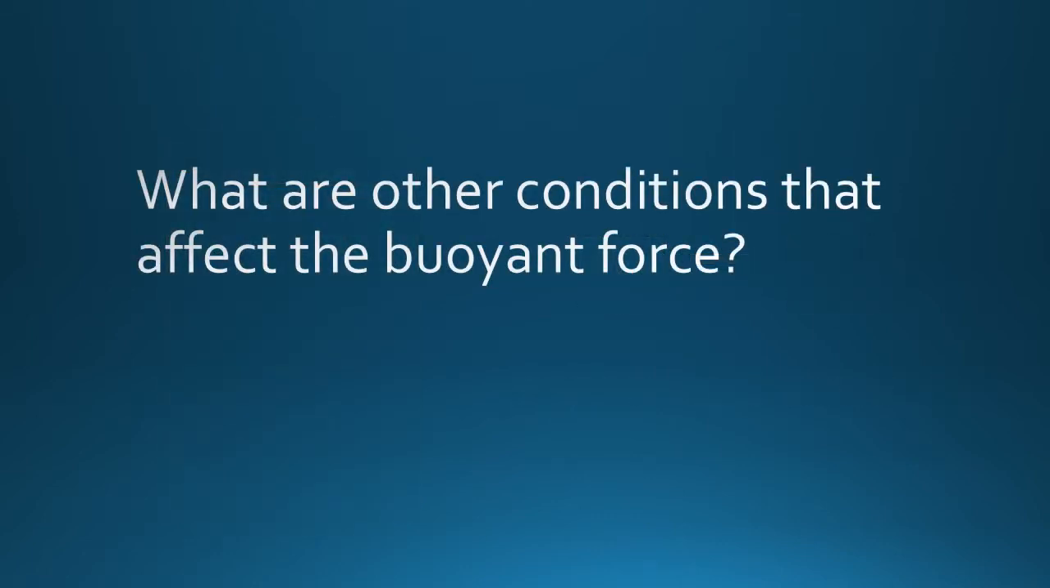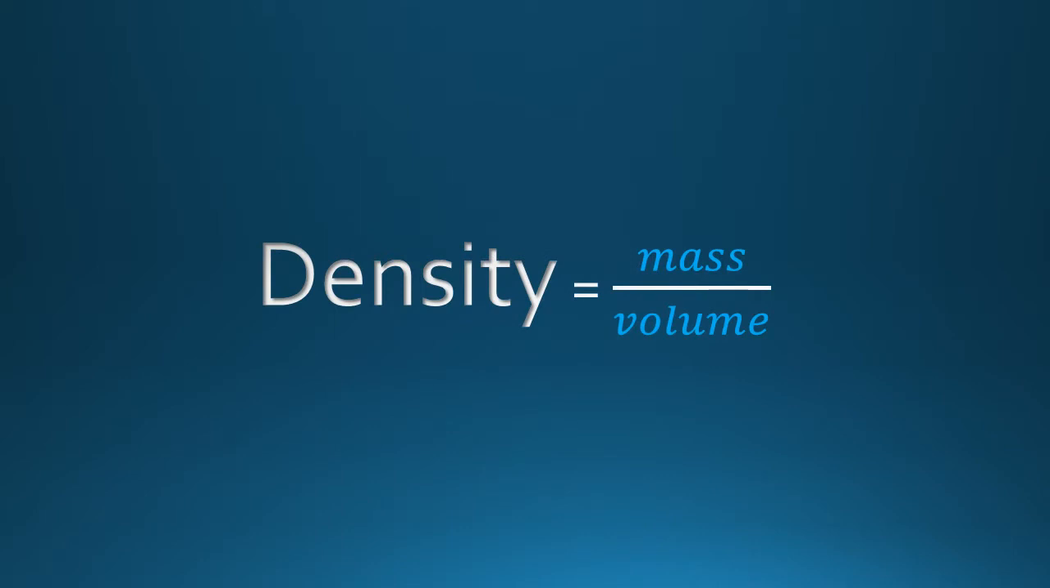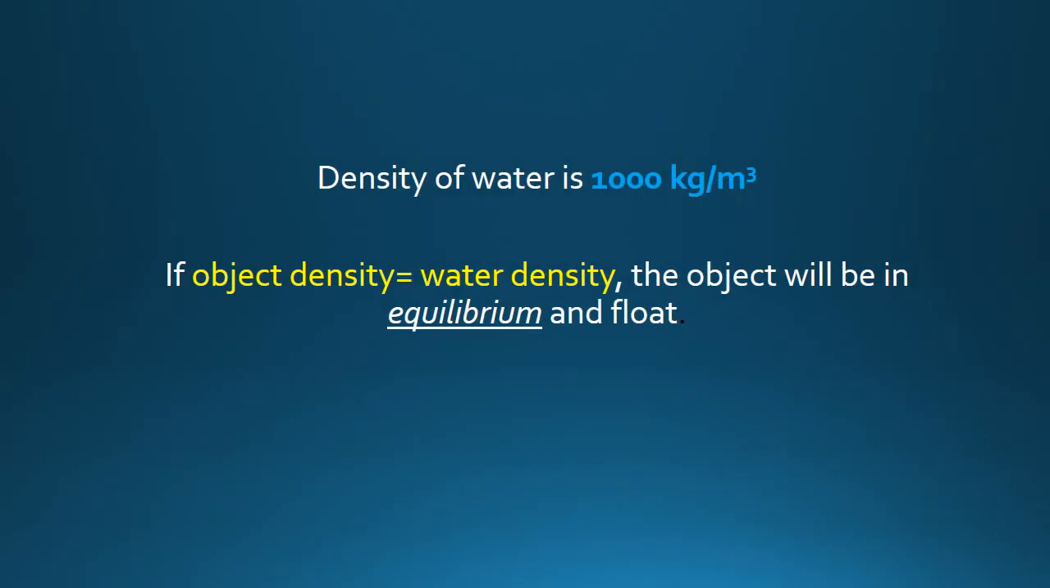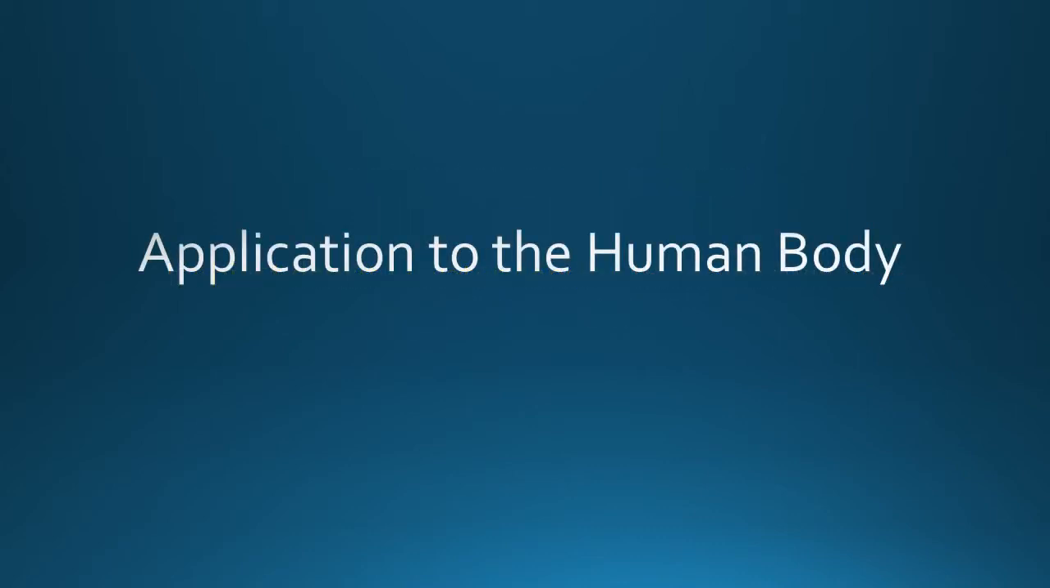What are other conditions that affect the buoyant force? Buoyant force depends on the density of a liquid. Remember that density equals mass divided by volume. The density of water is 1,000 kilograms per meter cubed, so if an object's density is also 1,000 kilograms per meter cubed, it will float.